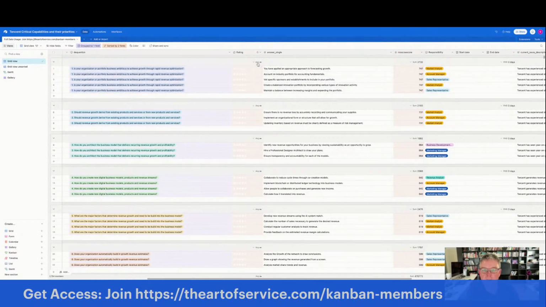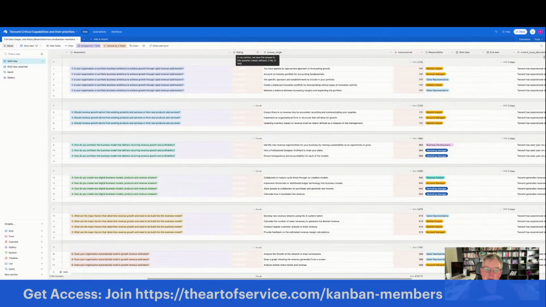Now I'm going to have a look at the rating. So I'm going to answer these questions in my organization. I'm doing these in my management teams. I'm doing this with my vendors. I'm doing this with the people that I'm working with, basically. Or I do it for myself to figure out what strategy we should be focusing on in our organization. So, is your organization or portfolio business ambitious to achieve growth through rapid revenue optimization? Question number one, most important question. In my opinion, we have the answer to this question clearly defined, yes or no. Do we have this clearly defined, yes or no?